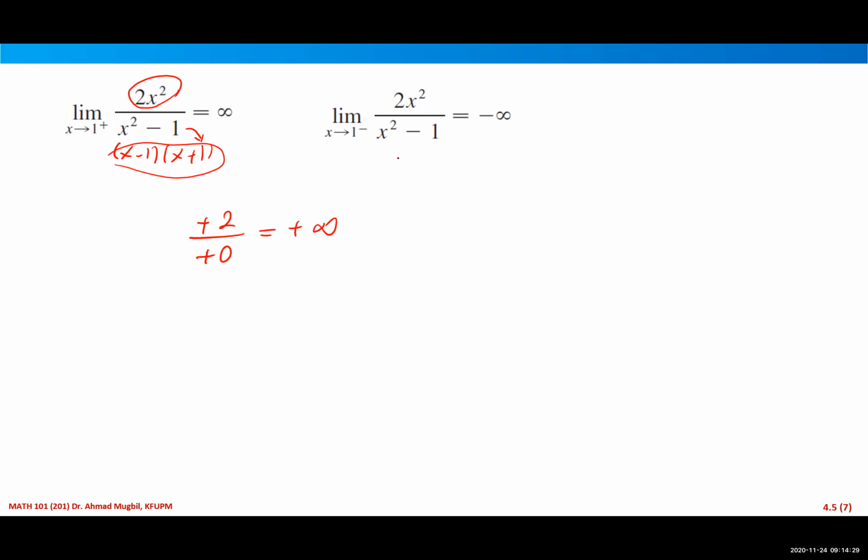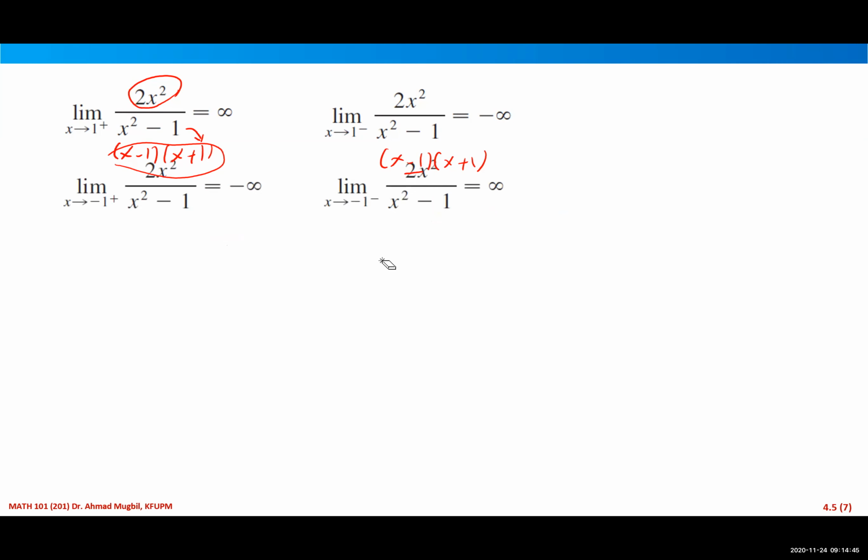So it will be positive infinity. When x goes to 1 from the left, x minus 1 will be negative, so it will be positive 2 over negative 0, so it will be negative infinity. Similarly for negative 1, check from the left and from the right. Why do you need to know this? Some of you might say, I know it is a vertical asymptote, so why should I do this? Because you need to sketch the graph.